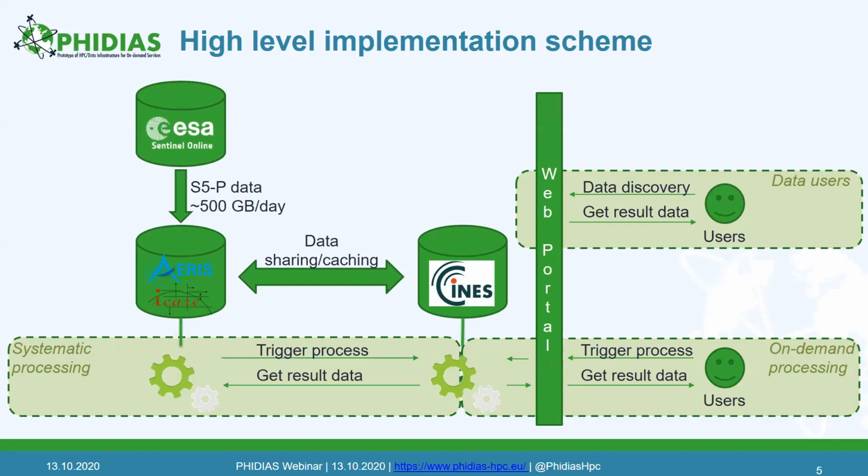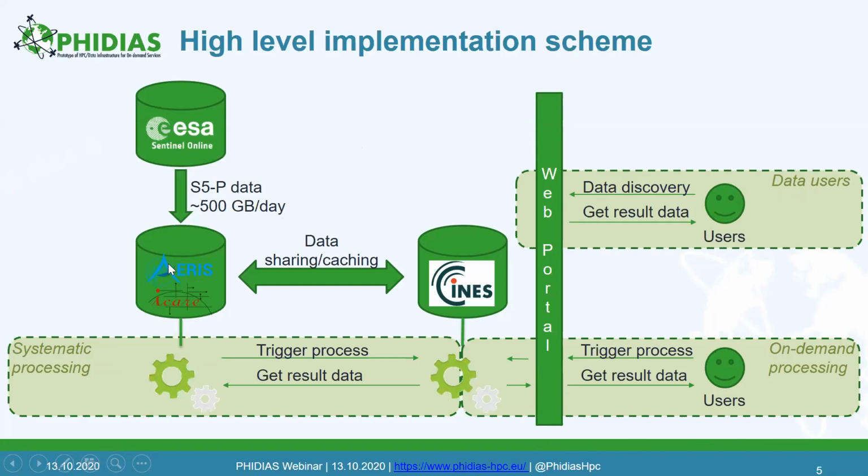So Pascal presented that. We have different ways to use the infrastructure. One part is the systematic processing of level 1 data. We also have the on-demand processing of level 2 Sentinel data. And of course, there is also a need for data users to be able to get the resulting data. So the scheme works this way. The data are collected each day from the ESA Sentinel Data Hub. At this time, it represents 500 gigabytes per day.